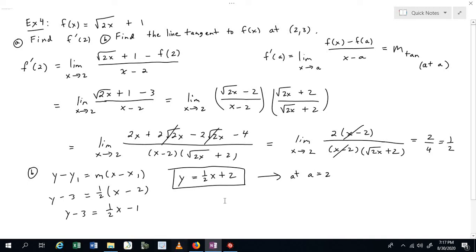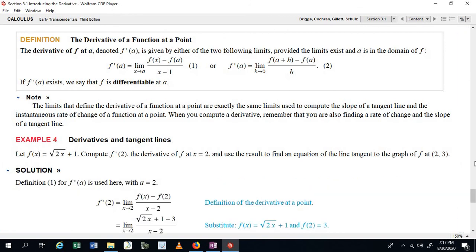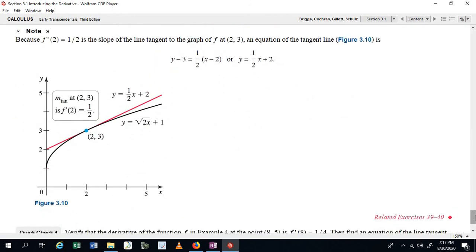Okay, so then let's just take a look at this graphically. A graph of this function, square root of 2x plus 1, looks like this. And then this is the point 2 comma 3 that we're trying to find the equation of the tangent line at. And you can see that's the tangent line at that point. And it certainly has a positive slope because it's going up. And then the y-intercept should be 2, which it is. And so that seems to be a reasonable answer for the tangent line, right? 1/2 x plus 2.